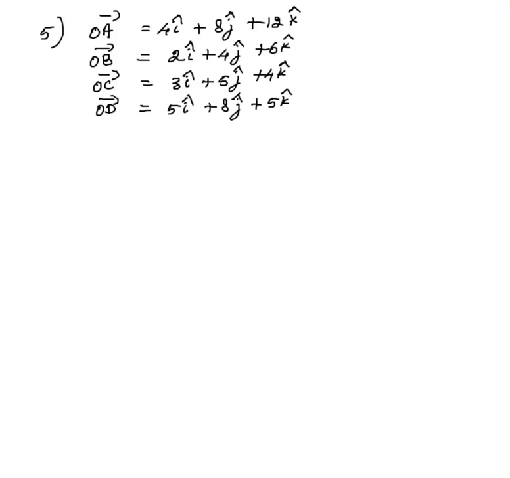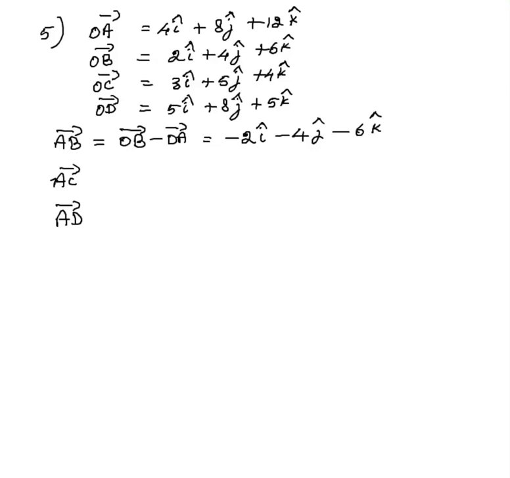Let us find vector AB, vector AC. Vector AB is vector OB minus OA. 2 minus 4 is minus 2i, 4 minus 8 is minus 4j and 6 minus 12 is minus 6k. And vector AC, position vector of the terminal point minus position vector of the initial point.